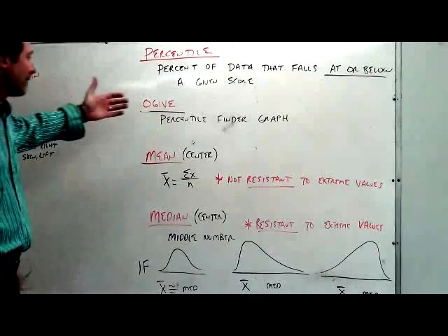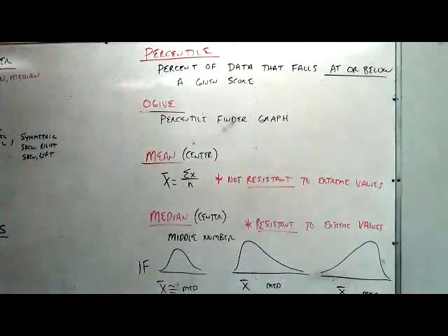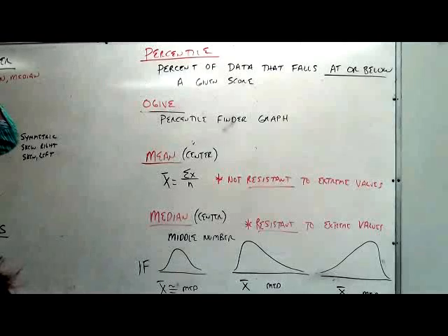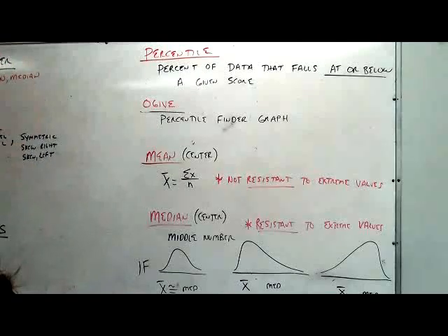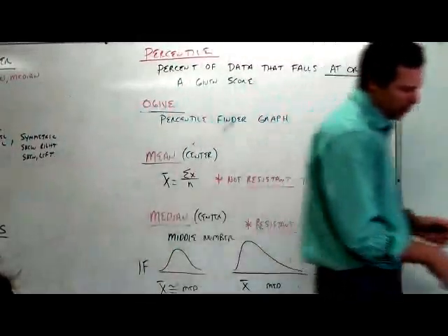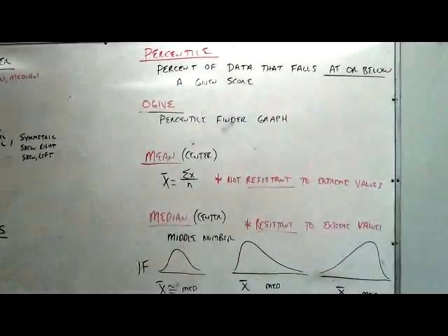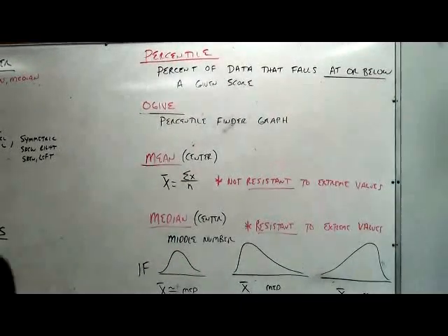All right, we're going to learn a new graph. It's called a percentile finder. I mean, it's called an ogive. I don't even know how to pronounce it. But I like to think of it as a percentile finder. It's a graph that helps you determine what the percentiles are. All right, let me just show you what one looks like. If you open up your book to page 30.